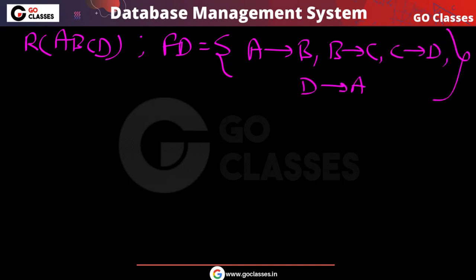So here you can notice what the candidate keys are. A can determine everything, B can determine everything, C can determine everything, D can determine everything. Actually, in this relation, A is a candidate key, B is a candidate key, C is a candidate key, and D is a candidate key.